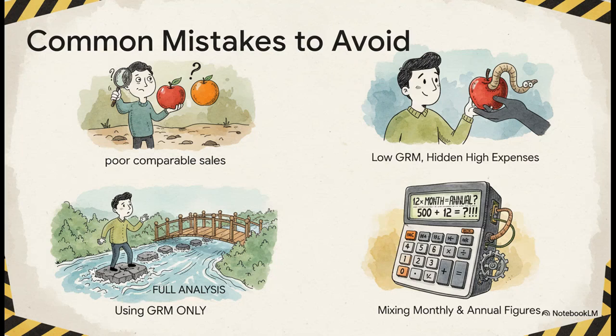Listen, the absolute biggest mistake you can make is to use the GRM and stop there. It is not the final word. It's just a screening tool. And another thing, don't just assume a lower GRM is always a better deal. It could just be a red flag for a property with crazy high expenses.